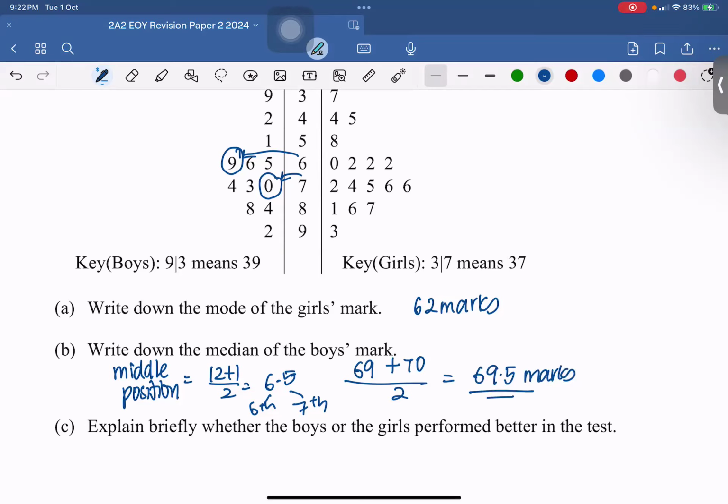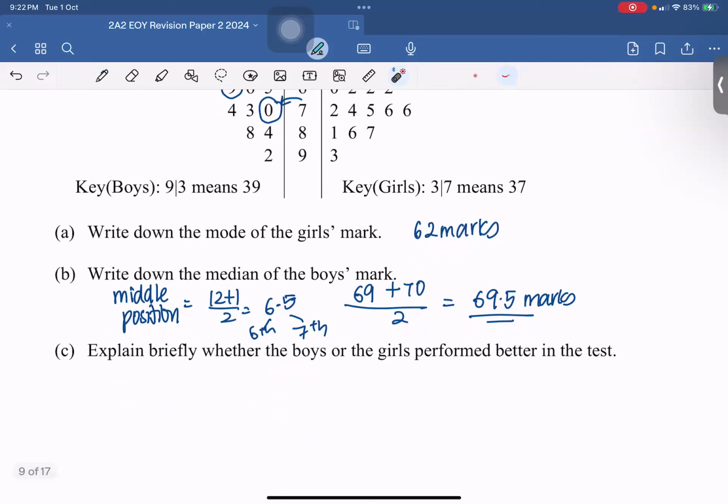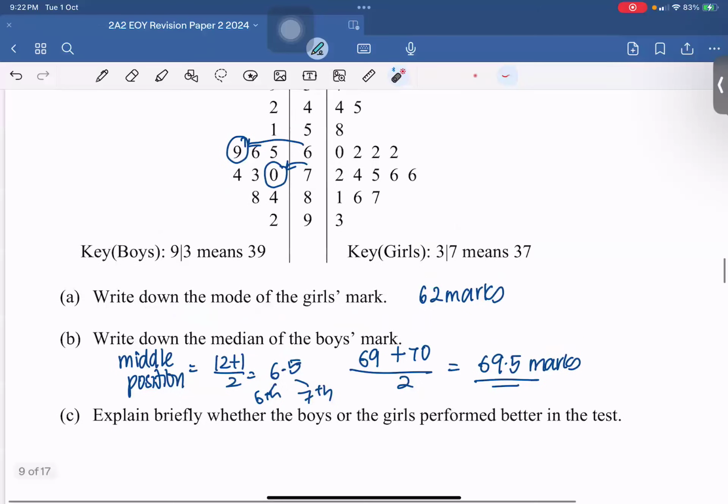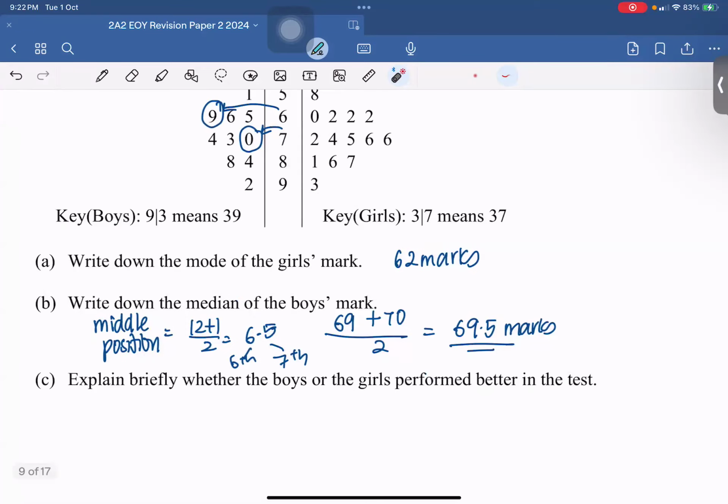Okay. Now, next one, if I want to compare whether the girls perform better or the boys perform better, I need to use the same type. The range, is it? No, the range measures the spread, whether it is consistent or not. Is it the mean? Yes, but the mean itself is very difficult to calculate because there are many data values. So what is the next best other than the mean? Median. Correct. I already have the median for the boys.